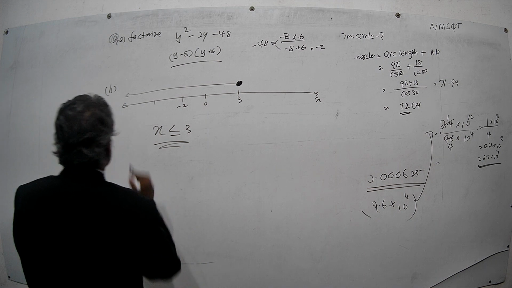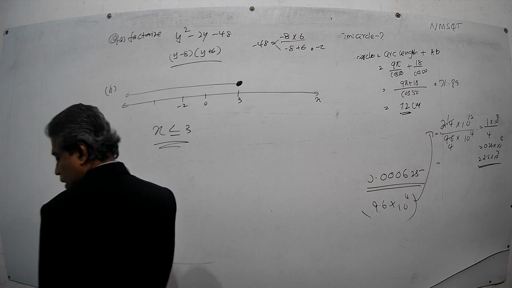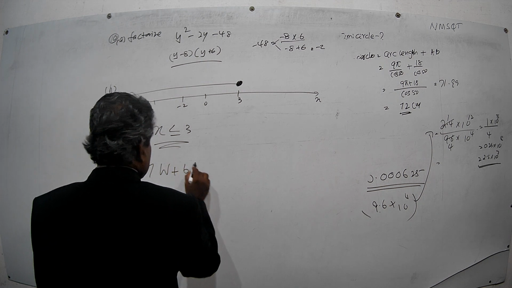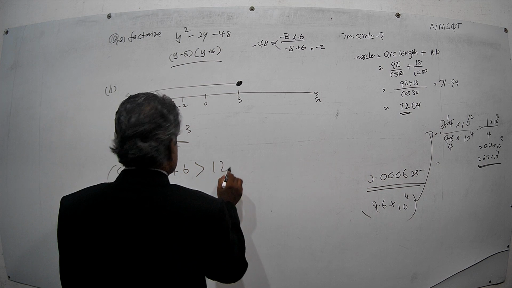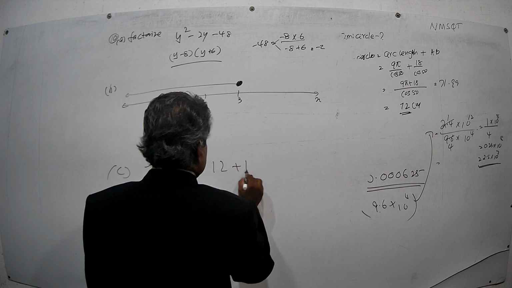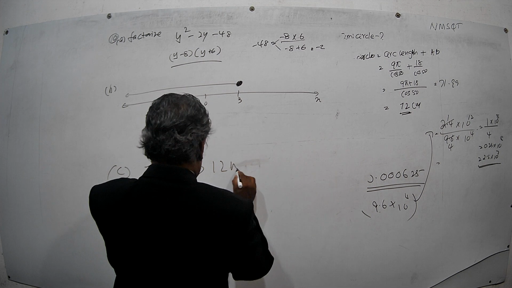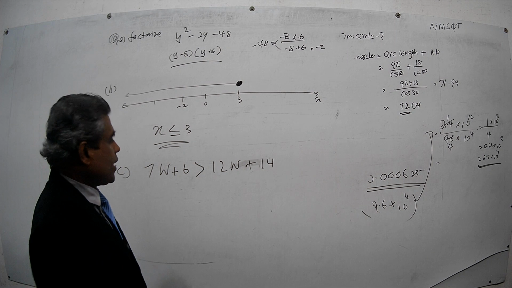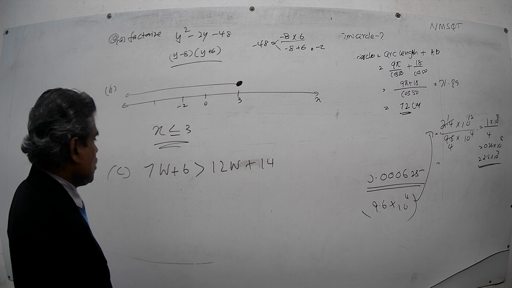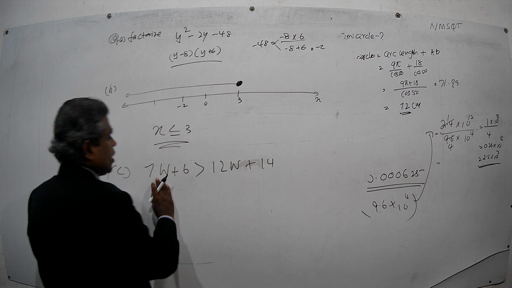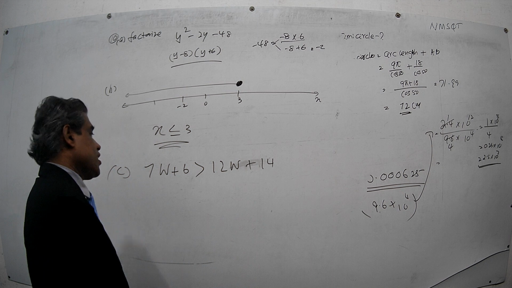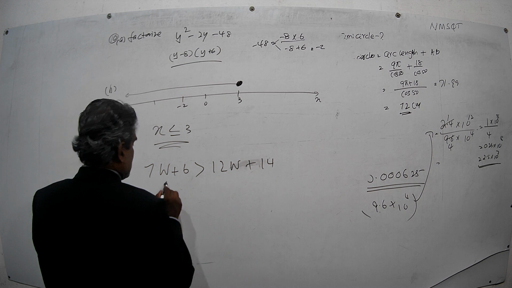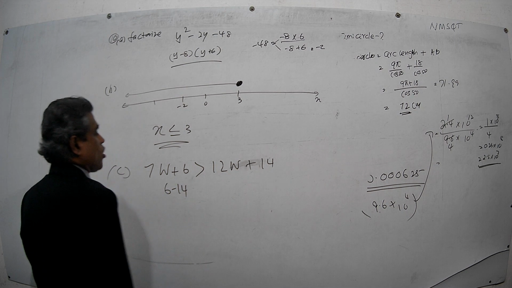This is B. Then C: solve the inequality. 7W plus 6 greater than 12W plus 14. Solving inequalities like this is quite like solving simple equations. There's only a single variable. Bring this 7W to this side, and bring this 14 to this side, so that we get a positive W term. When plus 14 is brought to this side, it becomes minus 14.